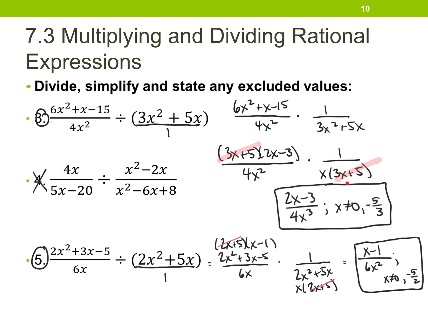And because of this, if it helps you to see it, we want to say 3x plus 5 cannot equal 0. 3x cannot equal -5. Therefore, x cannot equal -5/3, which is how I got that excluded value over here. Okay? And I did the same thing for number 5.